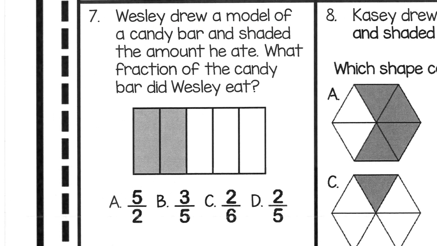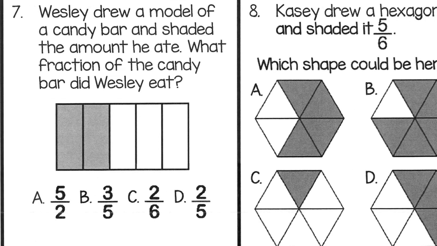Wesley drew a model of a candy bar and shaded the amount he ate. What fraction of the candy bar did Wesley eat? So we have to figure out what he ate. The top number is going to be how many pieces he ate, and the bottom number is going to be how many pieces there are altogether. Okay? I'm going to let you do this one on your own. Pause this video. Press play when you're ready for number 8.